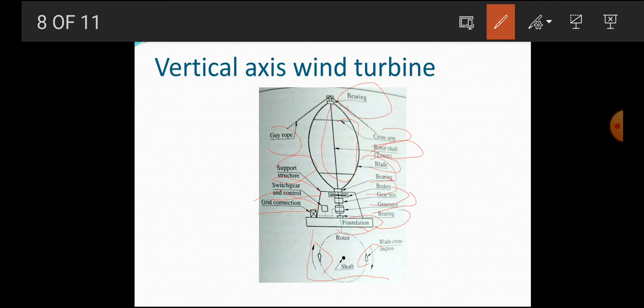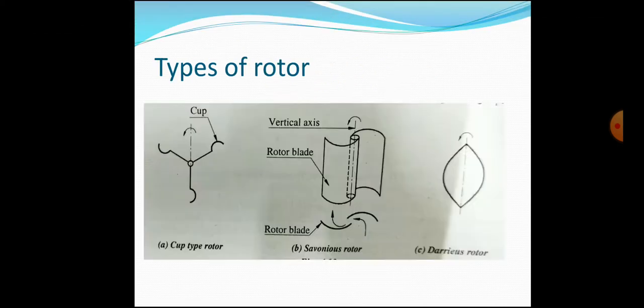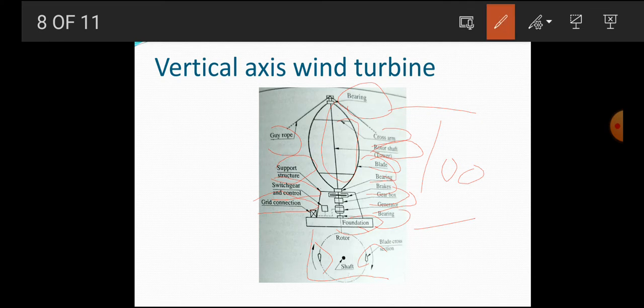The upper part of the tower is supported by ropes, and the height of the tower of a large turbine is around 100 meters. So this height will be around 100 meters. So then the next component is blades.